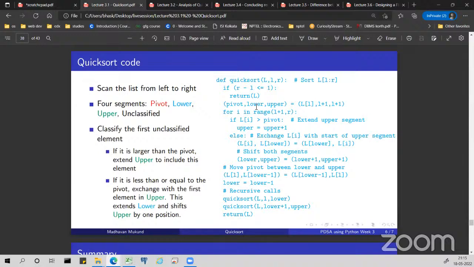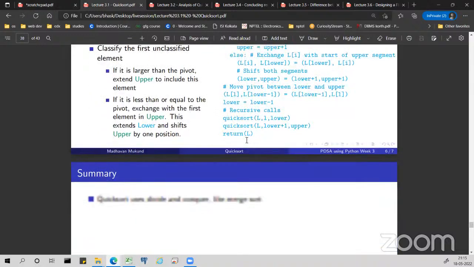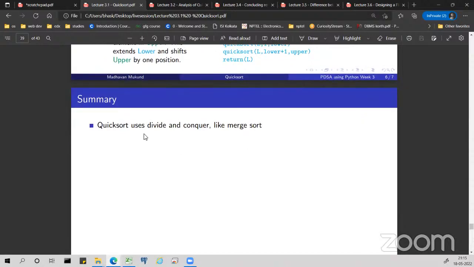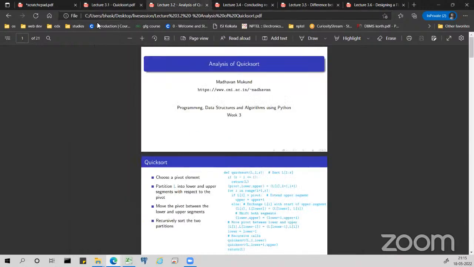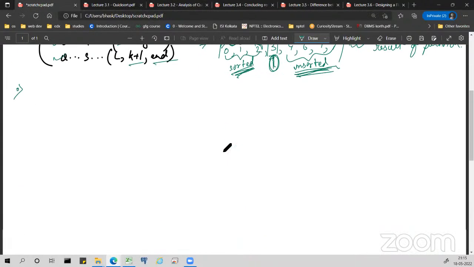Okay, sir has actually mentioned quicksort uses divide and conquer like merge sort, as we are basically dividing the array into subparts and then sorting it. Now, analysis of quicksort. Before going to that, what do you think is the worst case time complexity of quicksort?